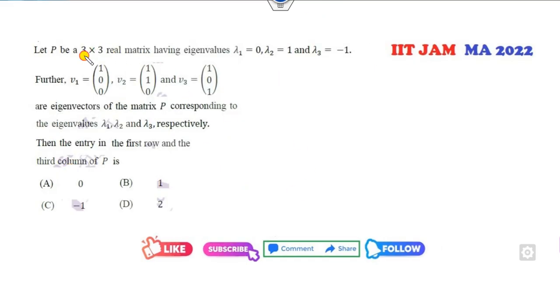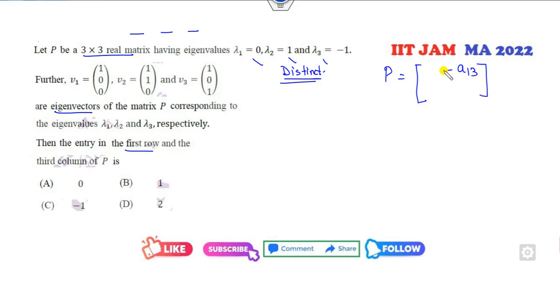Okay, P is my 3 cross 3 matrix with the 3 eigenvalues here. V1, V2 are the eigenvectors. Okay, they are my distinct eigenvalues. Fine. If they are distinct eigenvalues, then the entry in the first row and the third column, A13, I need this value. Which thing comes to your mind when you have distinct eigenvalues? That is called diagonalization.